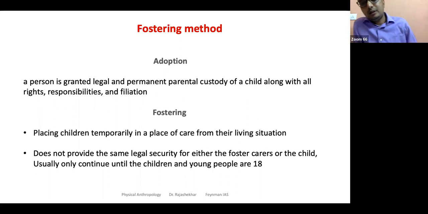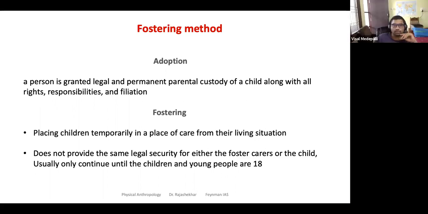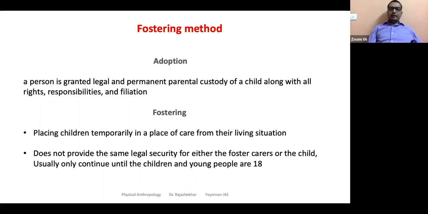Adoption, fostering. What is the difference? Adopting a child versus fostering a child. What is the difference? Legal terms. One is permanent, the other is temporary. Temporary, exactly. So they both talk about rearing children separately.